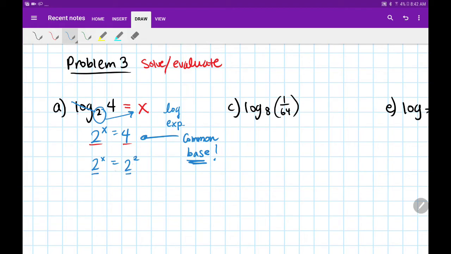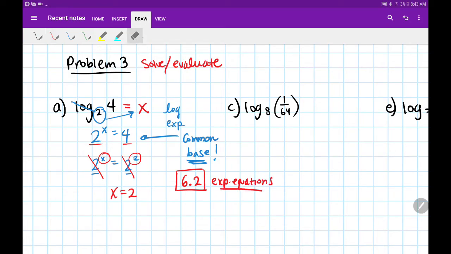Once we have our common base, we can essentially set our exponents equal to each other. So x equals 2. And the reason that works, if you think about it, is if my base is already equal, and I'm saying the left side equals the right side, if my base is already the same, then my exponents have to be equal to each other. If you're not sure how I'm doing this, go back and watch the lesson on 6.2. Yeah, it was on solving exponential equations.